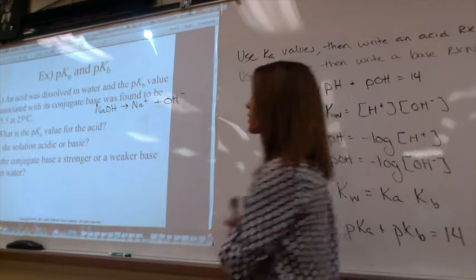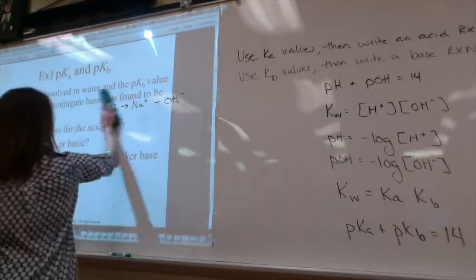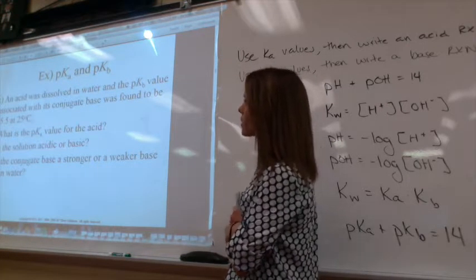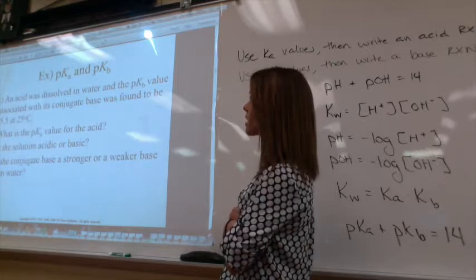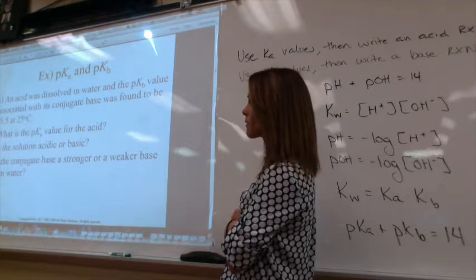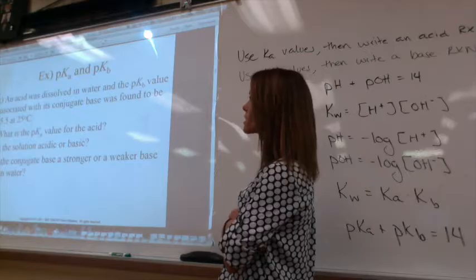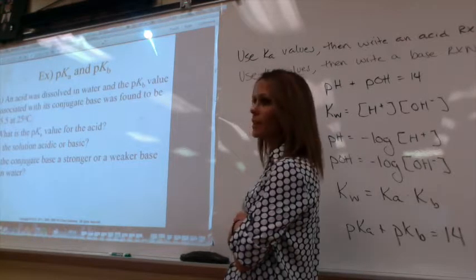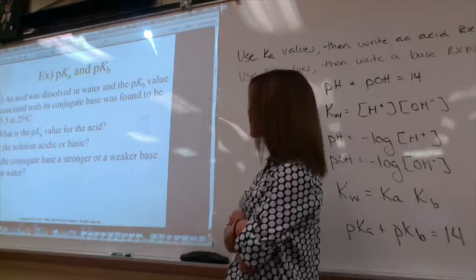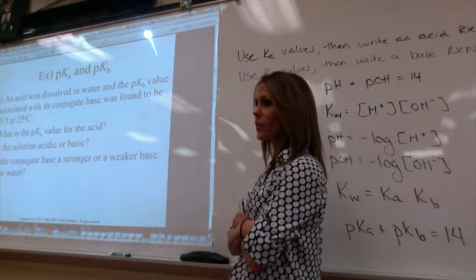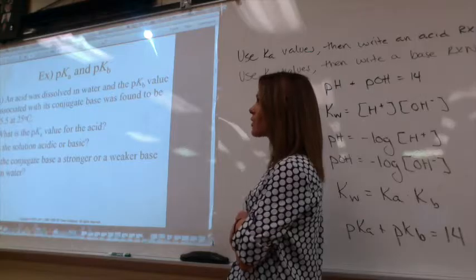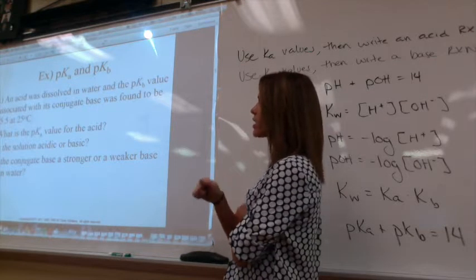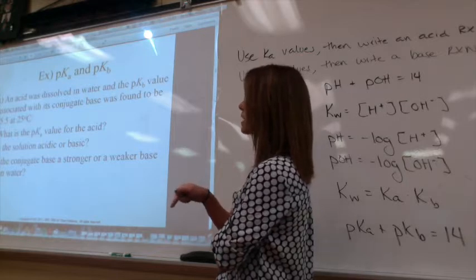All right, so now we're going to look at our pKa and our pKb values. An acid was dissolved in water, and the pKb value associated with its conjugate base was found to be 15.5. Notice that this is sort of tricked already. What did you dissolve in water? An acid, but it's giving you a pKb value, right? And a pKb value just tells you about its base, not about its acid. So the conjugate base has a pKb of 15.5.